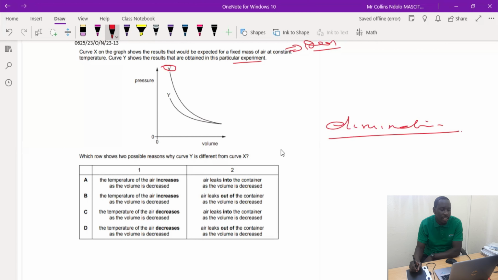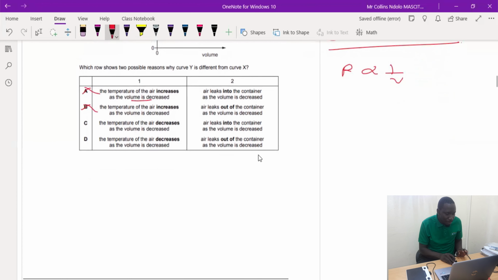When volume decreases, according to Boyle's law, P is inversely proportional to V, meaning that when there's a decrease in volume, what does it mean? It means there's going to be an increase in pressure. An increase in temperature also increases pressure, but yet you've seen here clearly pressure has decreased. That means A is out. I don't need to read reason number 2. Part B, the temperature of the air increases as the volume is decreased. The temperature, that is also out. So AB is out. All right, so let's look at part C and D.